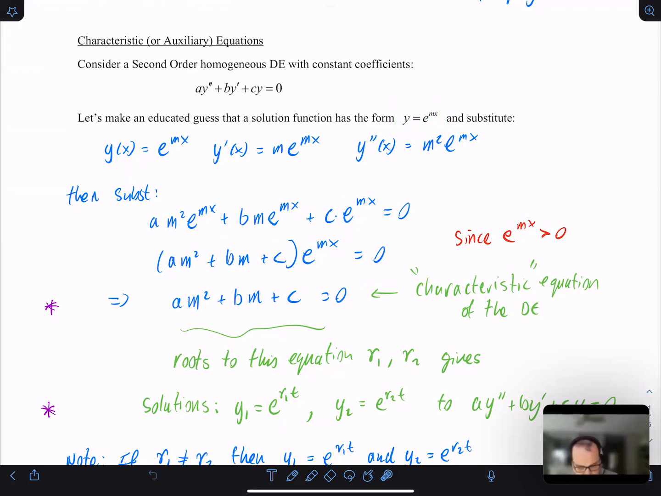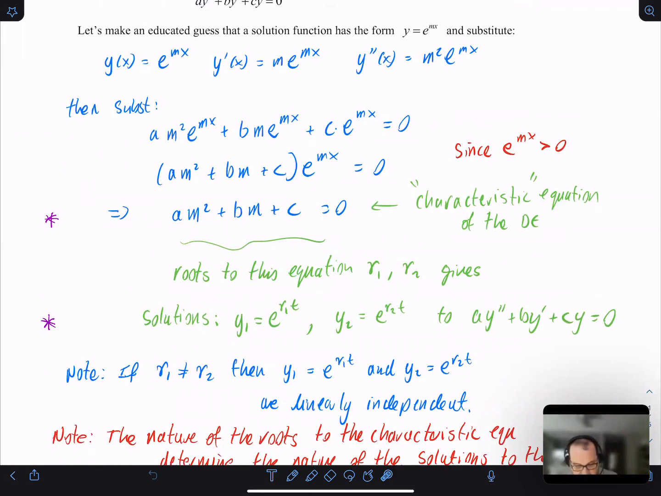So roots to this equation, so if we solve this and get roots r1 and r2, then the function y1 equals e to the r1t, and the function y2 equals e to the r2t. These would be two particular solutions to our differential equation. So that is a little idea of one way we can find some of these solutions.